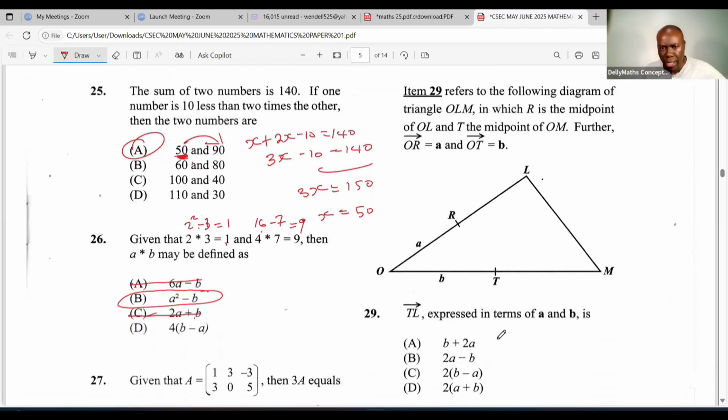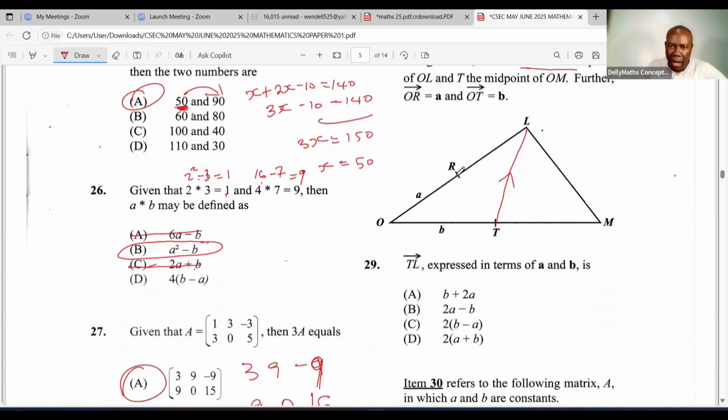Vector question. We're looking at it well labeled. Express TL. So we're moving from T to L. That's what they want. So you're going that direction. We're told that R is the midpoint of OL and T is the midpoint. So all of these are midpoints. So if R is the midpoint, that means this is A. So I'm going to move from T to O plus O to L, and I'm done.